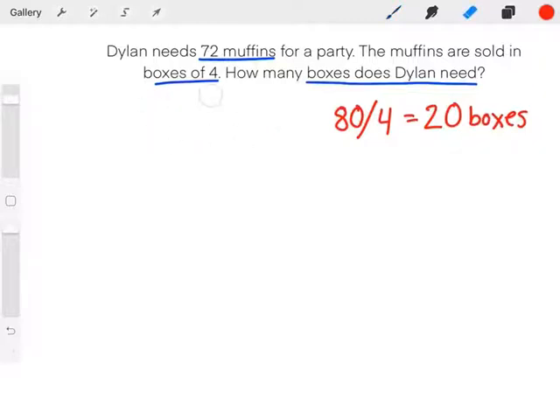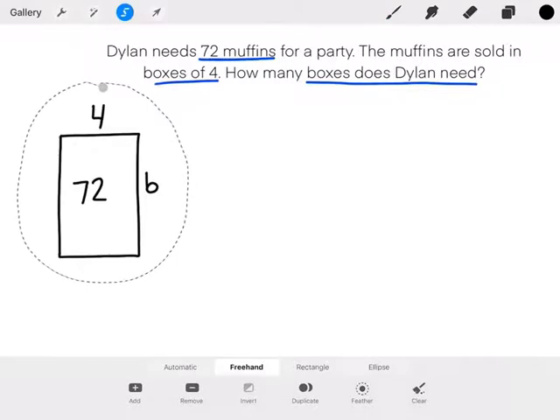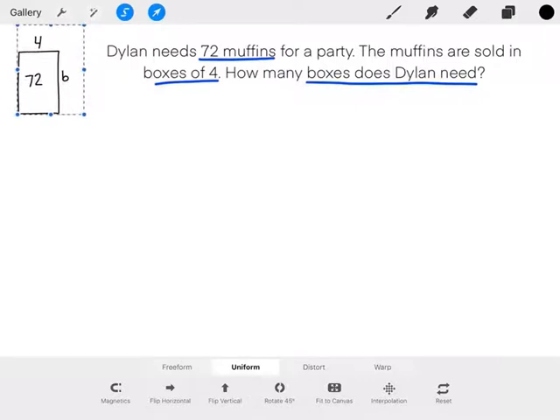Okay, we can solve this problem very similar to how we did the math message using that partial quotient box. So the first thing I'm going to do is figure out what my rectangle would look like. We're not using this for area, but you can use a very similar strategy. So he has 72 muffins that he needs, and boxes that only come with 4 muffins in them. So we're trying to figure out how many boxes he needs. I'm going to make this smaller so we can keep working on our screen, but keep this in the back of our mind.